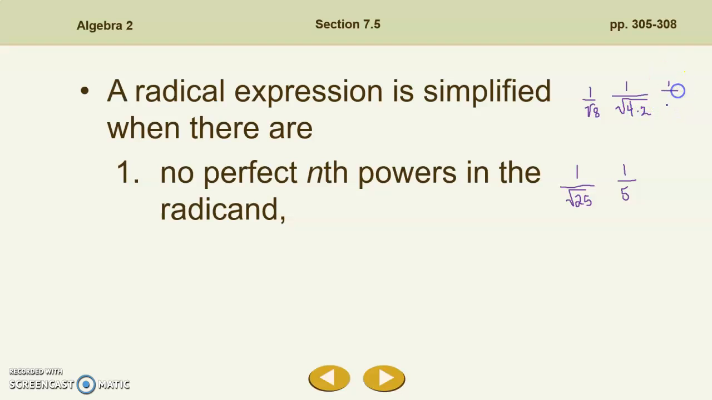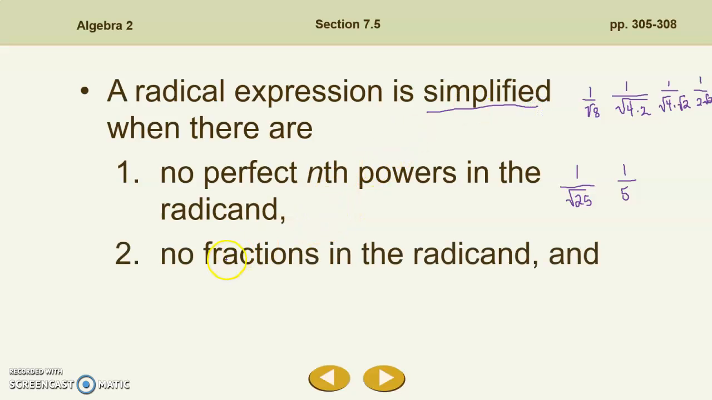And the product property says I can take the square root of 4 times the square root of 2. And when fully simplified, that's 1 over 2 root 2. Ooh, running out of room there. 1 over 2 root 2. So we can't have any perfect powers in the radicand. That's our first condition for it being simplified.